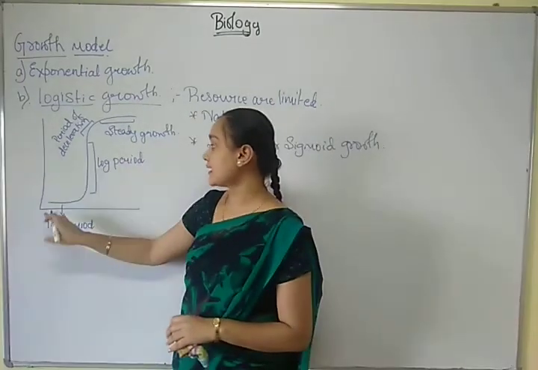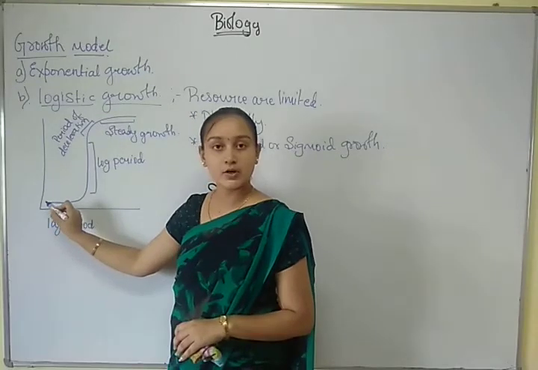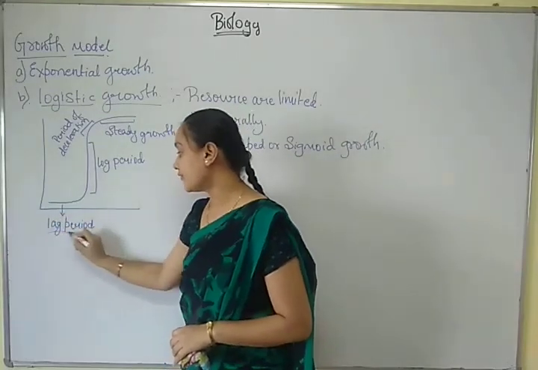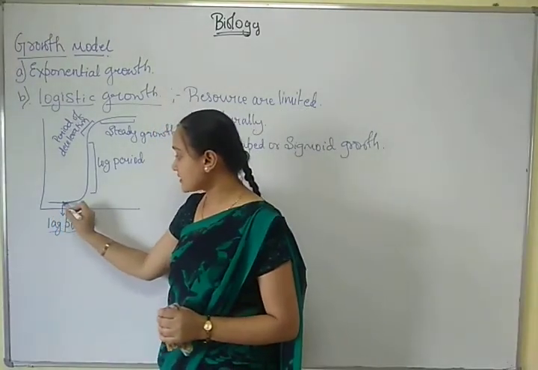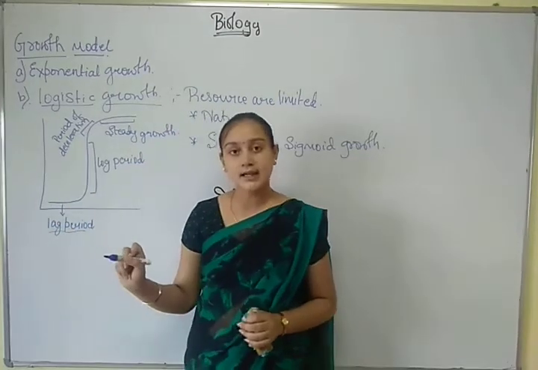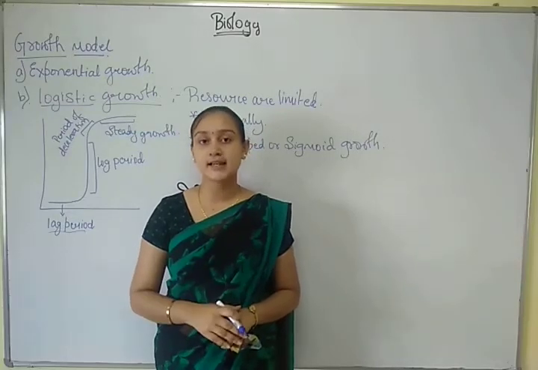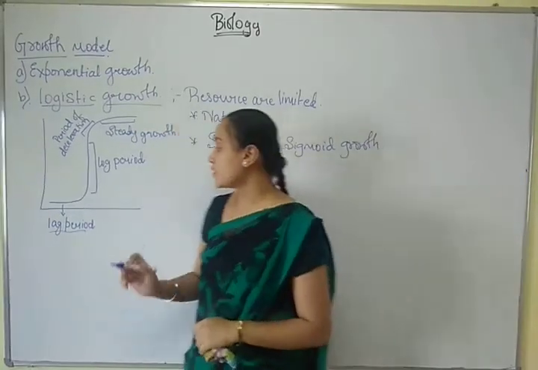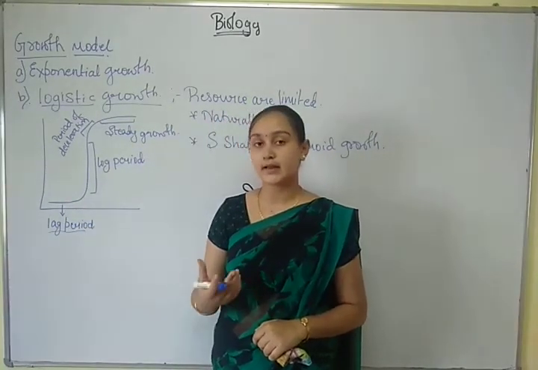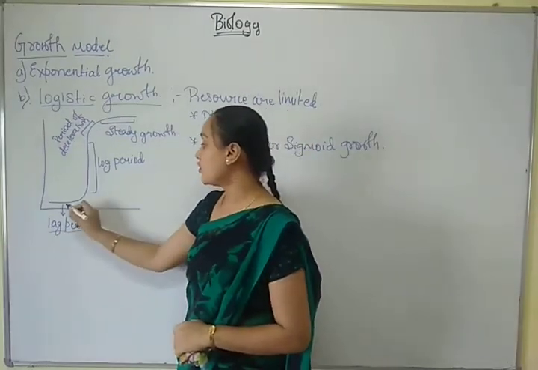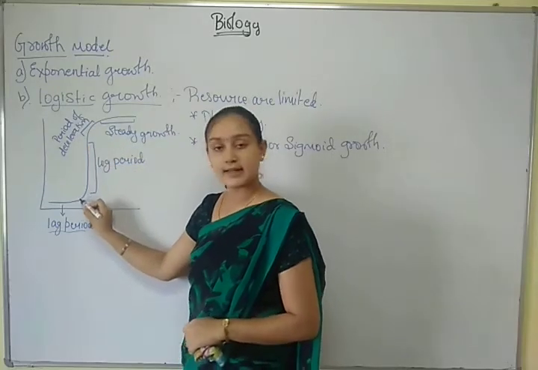To understand this with the example of a graph, the resource availability will be less in this lag phase, in this lag period. In the lag period, the resource availability for the organisms in nature will be less. As the resources become available to the organisms, the graph increases.